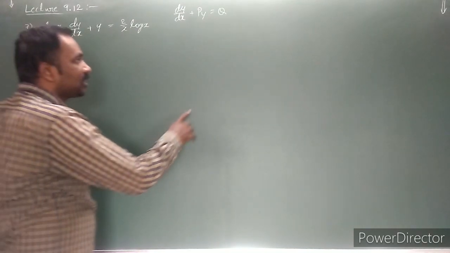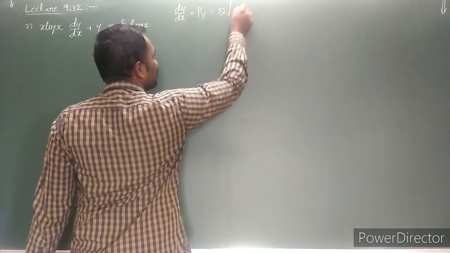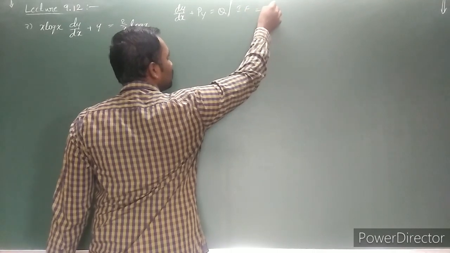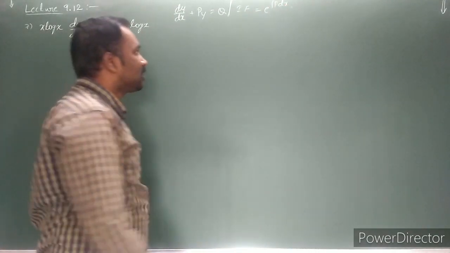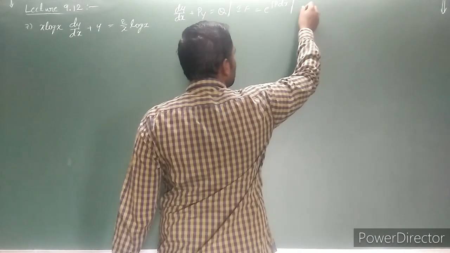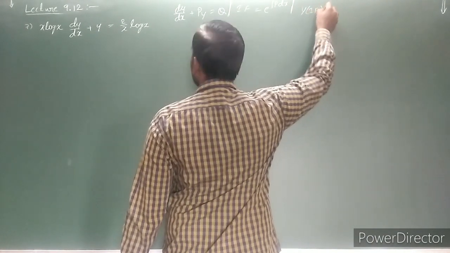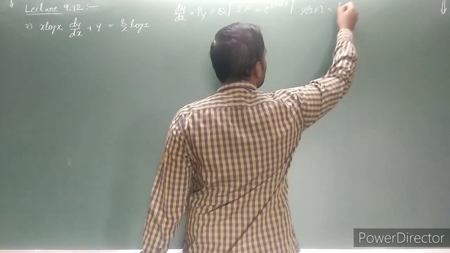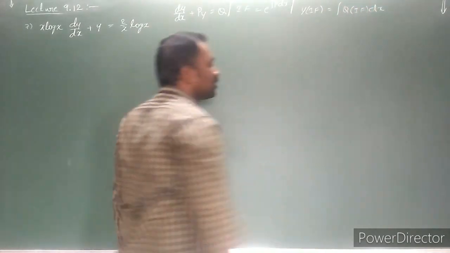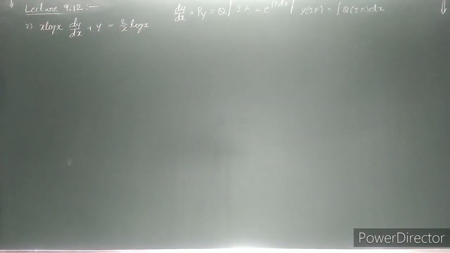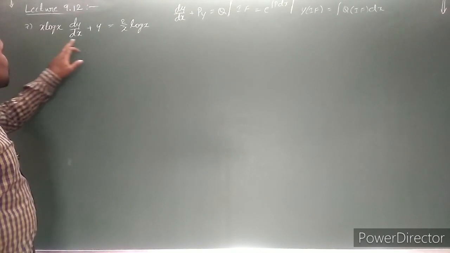Now, here the integrating factor, we know that. What is the integrating factor? Integrating factor is equal to e power integration of P dx. And the general solution, we know that. What is the general solution? y times the integrating factor is equal to the integration of Q times the integrating factor dx. This is the formula we have already known. So using that formula, how do we solve this one?